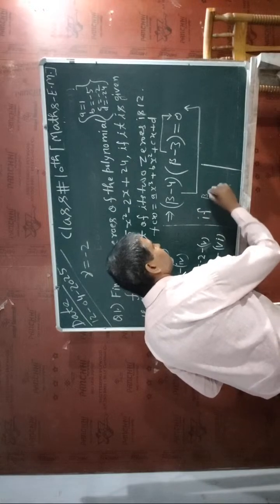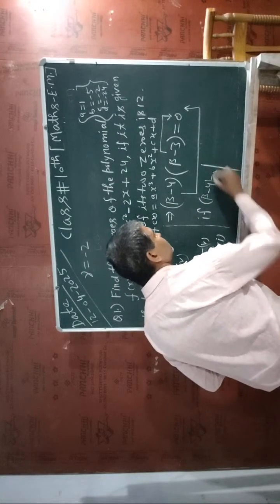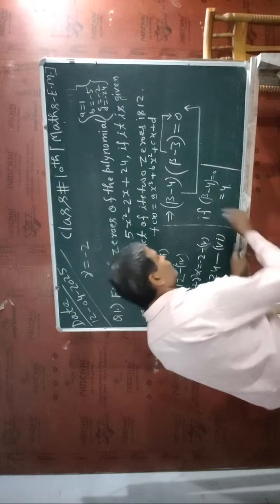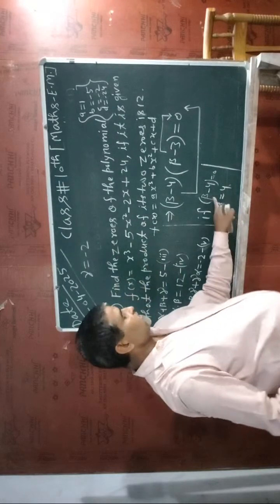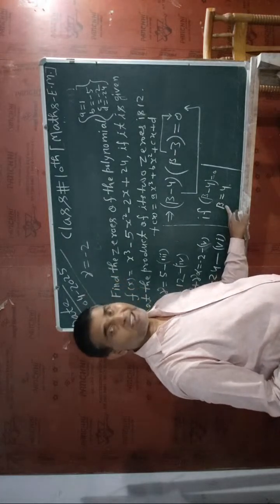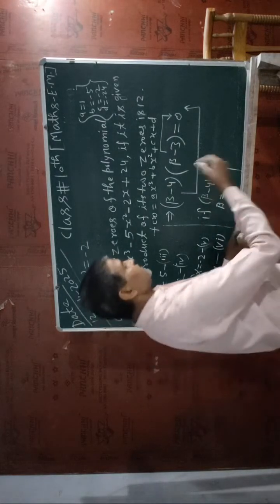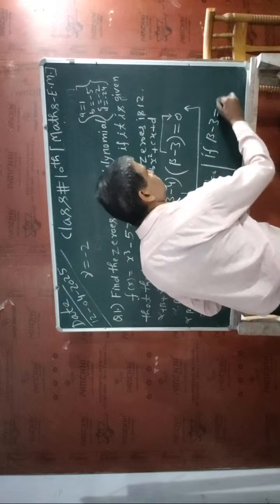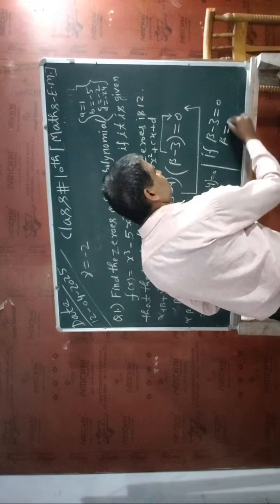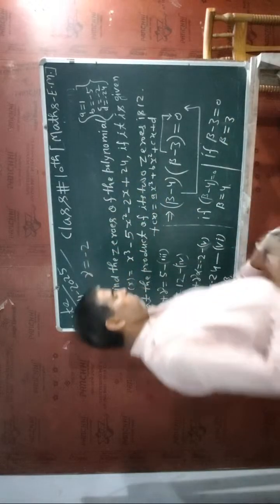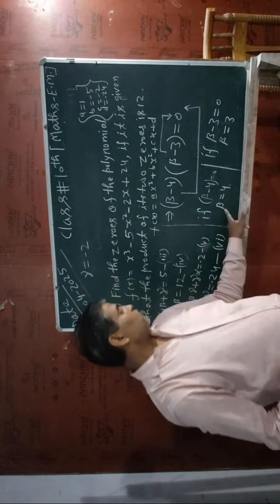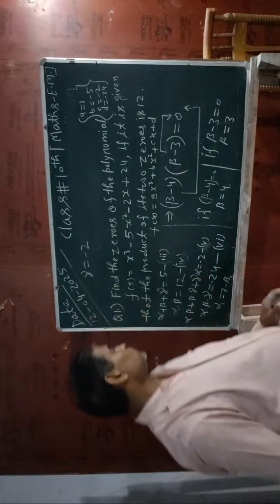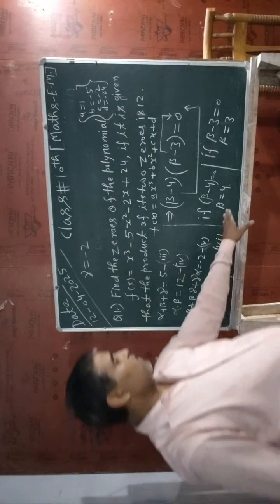If beta minus 4 is equal to 0, it means that beta is equal to 4. I will write beta is equal to 4. And in other words, if beta minus 3 is equal to 0, we can say that beta is equal to 3. So one beta value is 4 and the other beta value will be 3. Okay student, so according to this way I have got the beta value.